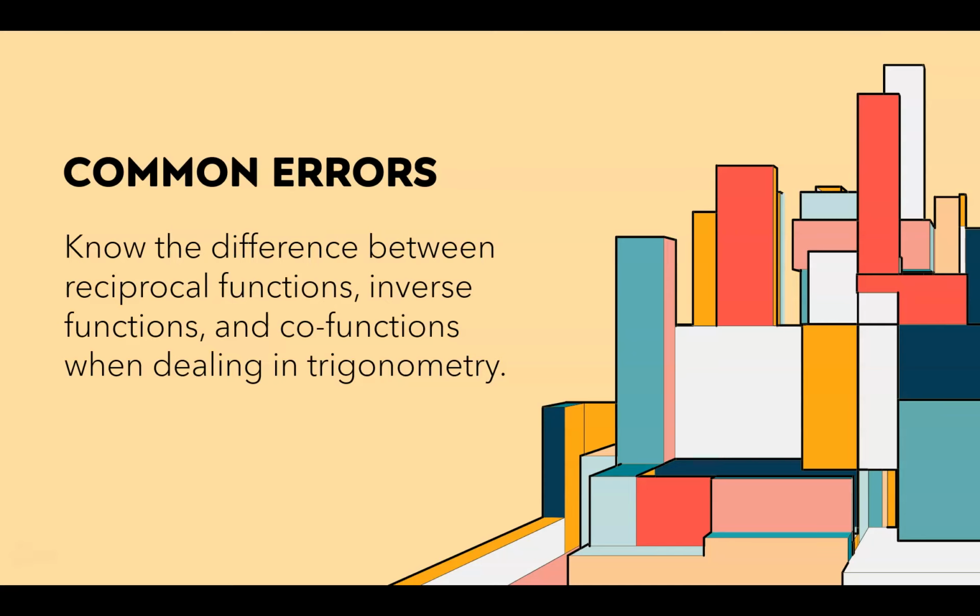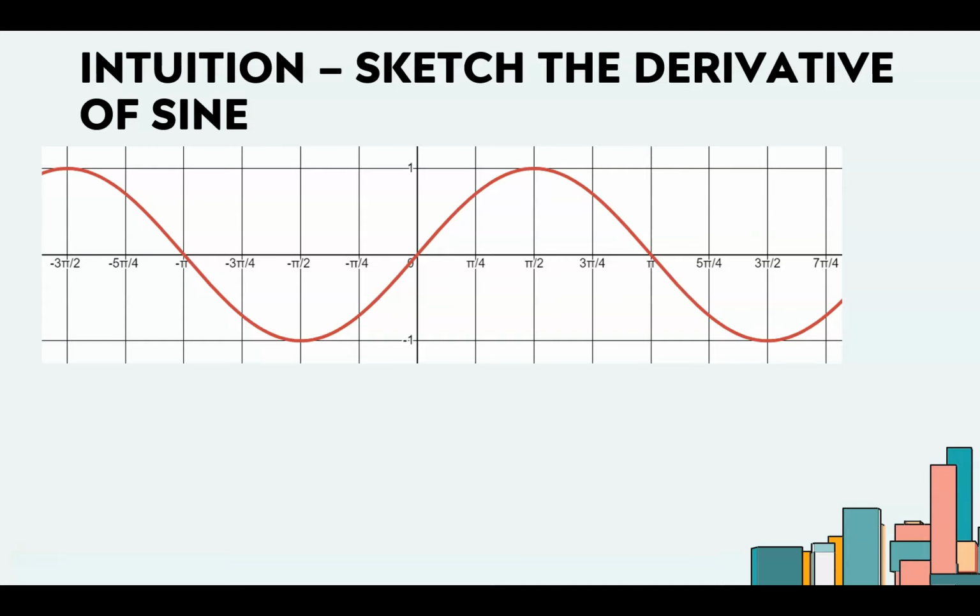So just something that comes up a lot. Make sure you know the difference between the reciprocal functions. Like, for example, the reciprocal of sine is cosecant. The inverse function for sine is inverse sine or arcsine. And the cofunction for sine is cosine. For some reason, a lot of students get those mixed up, I think because it's all just non-preciseness.